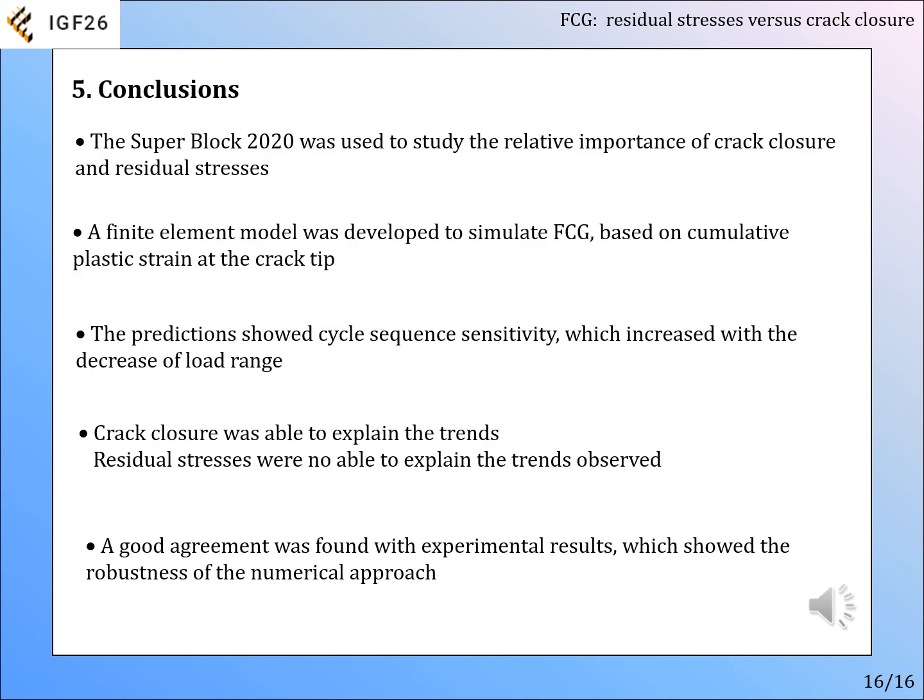And now the conclusions. The Superblock 2020 was used to study the relative importance of crack closure and residual stresses. A finite element model was developed to simulate fatigue crack growth based on cumulative plastic strain at crack tip. The prediction showed cyclic sequence sensitivity, which increased with the decrease of load range. Crack closure explained this trend. On the other hand, residual stresses were not able to do that. A good agreement was found with experimental results, which showed the robustness of the numerical approach.